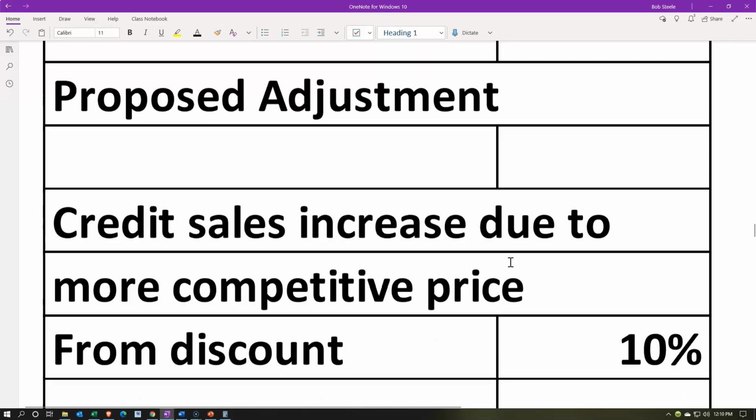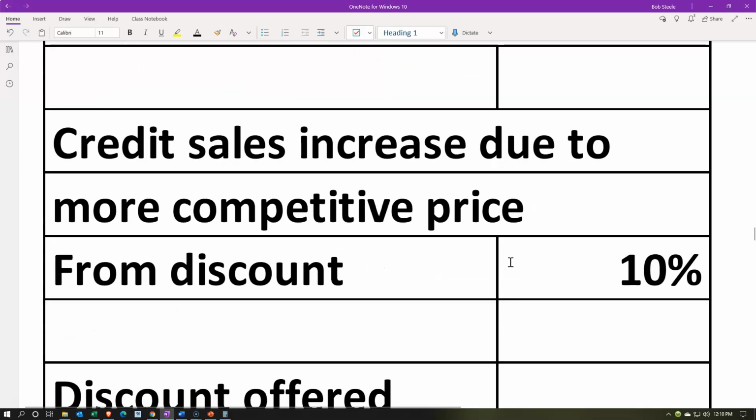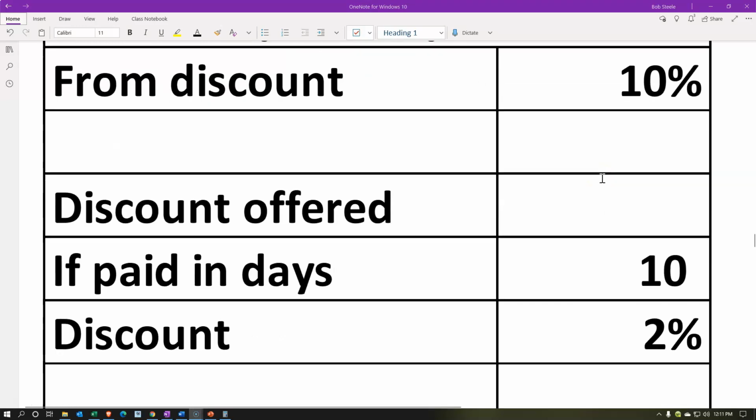Our proposed adjustment, credit sales: if we do this adjustment, we have a cash discount again, and if we provide the cash discount, we think that credit sales, due to the more competitive price, will increase by 10%. So the credit sales are now going to be increasing due to the cash discount. That's a new factor, a fairly significant increase for just a small discount that we're offering, but that's going to be our factor. Then we've got the discount that's going to be offered if you pay within 10 days.